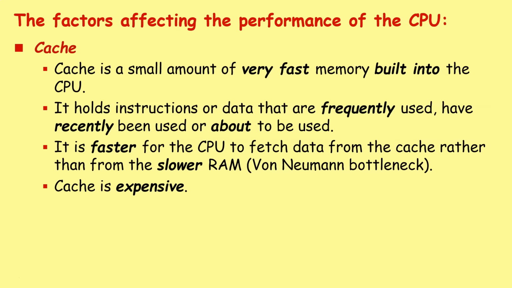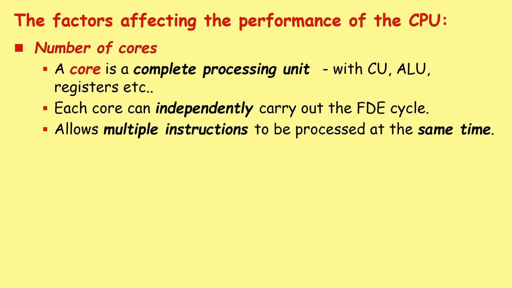That's the von Neumann bottleneck in operation. However, cache is expensive, more expensive certainly than RAM. Number of cores. A core is a complete processing unit. It has its own control unit, ALU, registers, etc. Each core can independently carry out the fetch, decode, execute cycle. This allows multiple instructions to be processed at the same time.